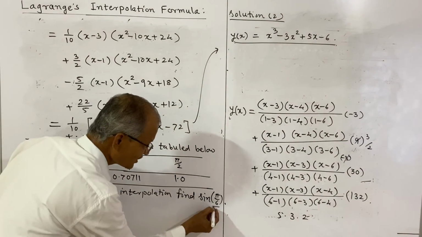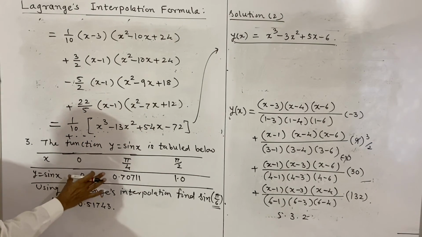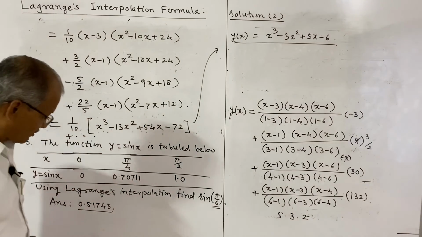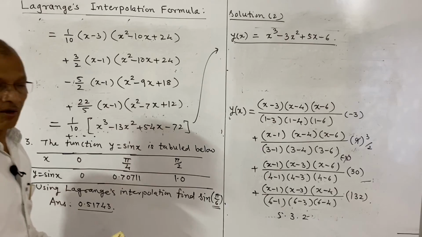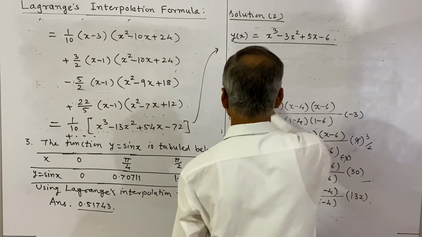Here the value of x is pi by 6. Take x as pi by 6 and form the table. It will be simple, and the answer is 0.51743. One more problem you should solve is, I shall write that problem here.